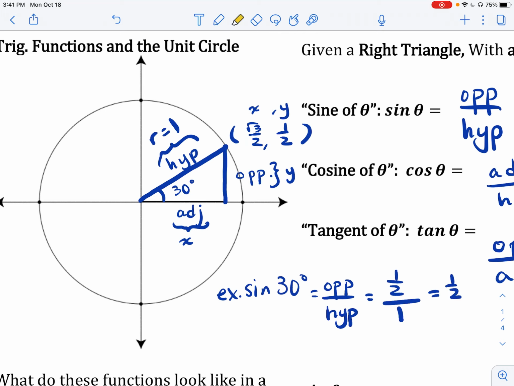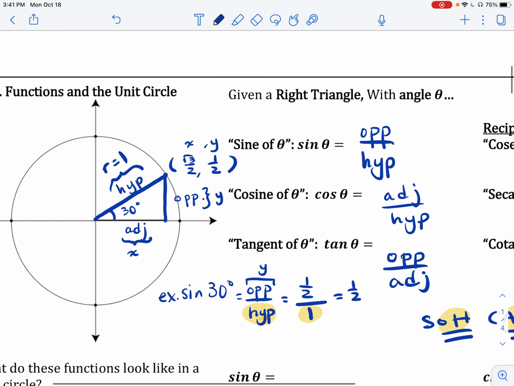Which we could take a step further and say, if we're really thinking about these angles in the context of the unit circle, my hypotenuse is always going to be equal to 1. If that's the case, my sine of any angle is really always just going to be whatever my y value is. So we can think of sine being whatever your y value is. And on the same note, cosine would be whatever your x value is. And tangent, we could think of being y over x.